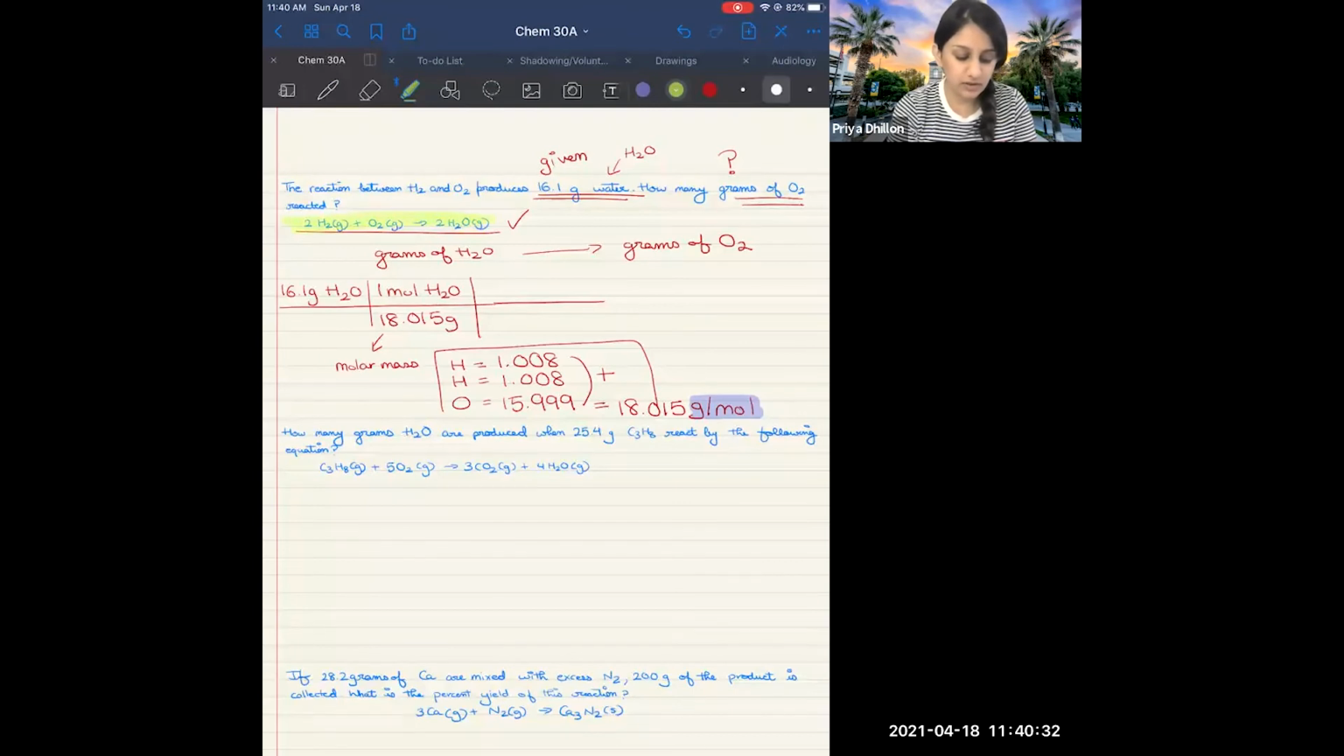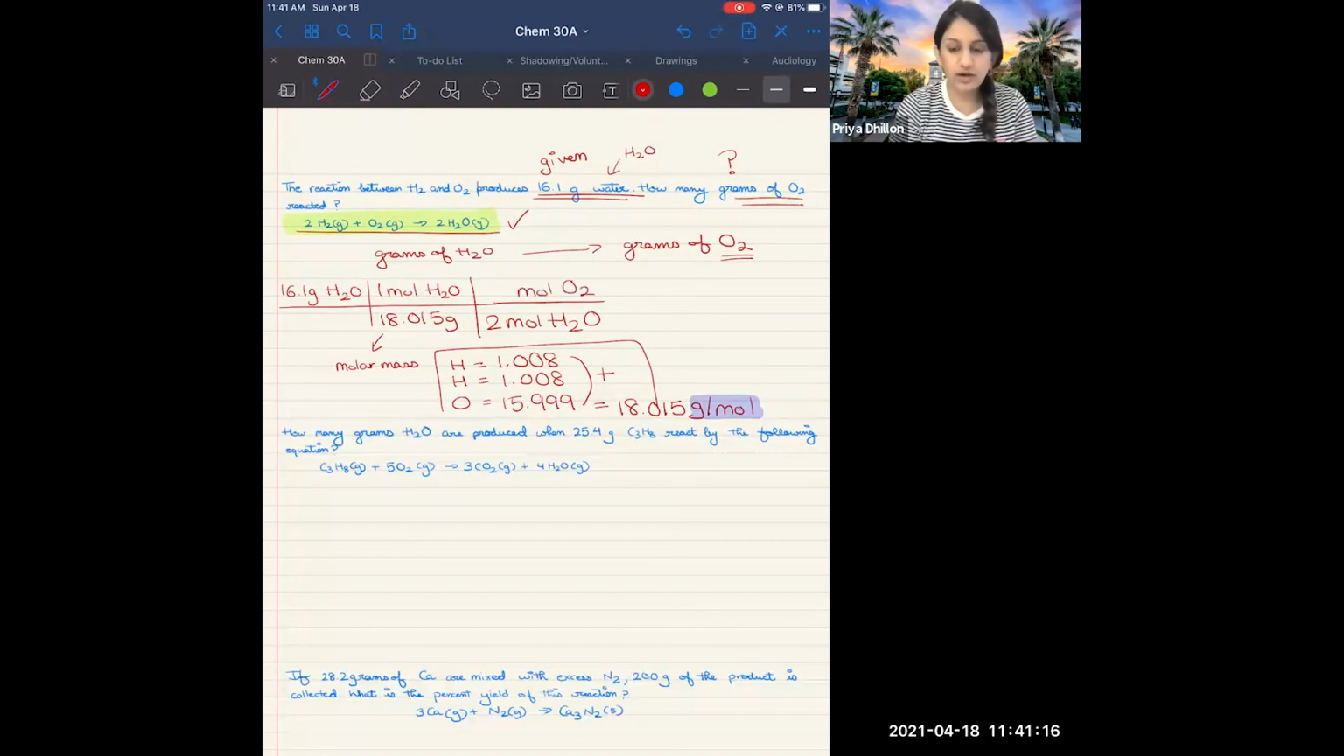So basically, look in this balanced equation right here. What's the coefficient in front of H2O? Yep, that would be 2. So I'm going to put 2 moles of H2O. And now we want our final answer to be in O2, right? So on the top, we are going to put O2.